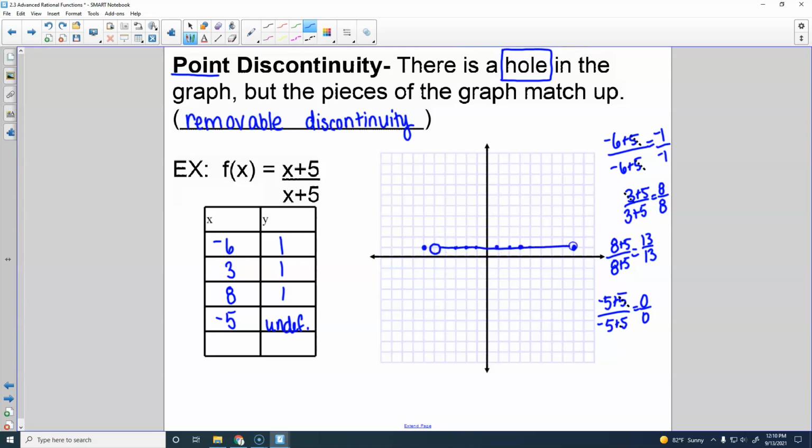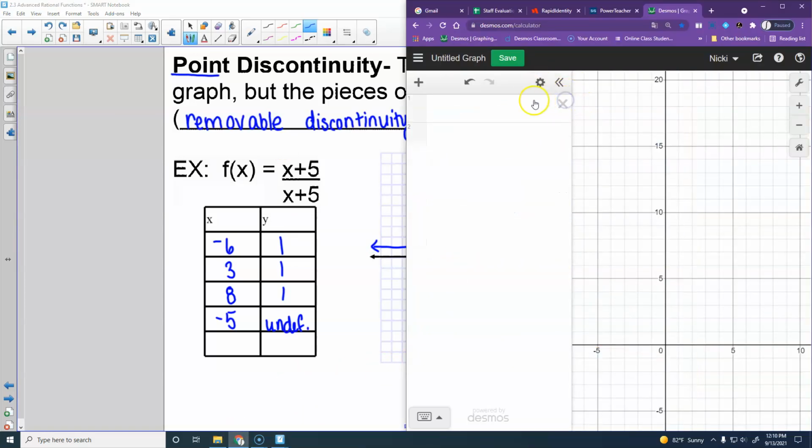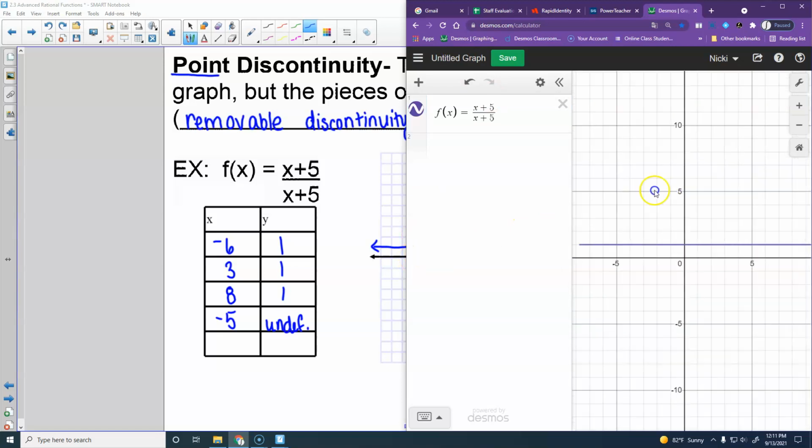And so if I graph it, it looks like this. It's just a horizontal line at y equals 1, everywhere except for at negative 5. Now, if I graph this in Desmos, if I graph f of x equals x plus 5 over x plus 5, you can see there's my line.